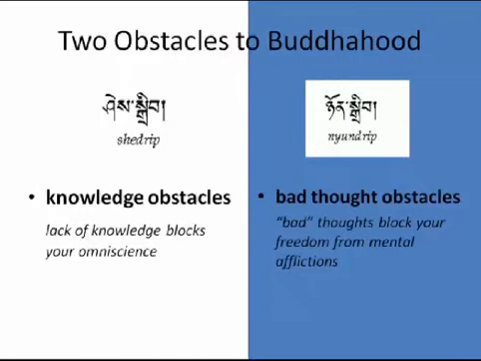So, it's our bad thoughts that prevent us from getting that body of light and those emanation bodies. It blocks our rupakaya, or form body. It's the knowledge obstacles, not having a direct perception of emptiness, that block our ability to be omniscient. So those are the 2 major blocks to Buddhahood.